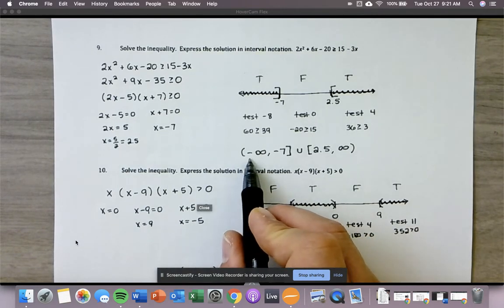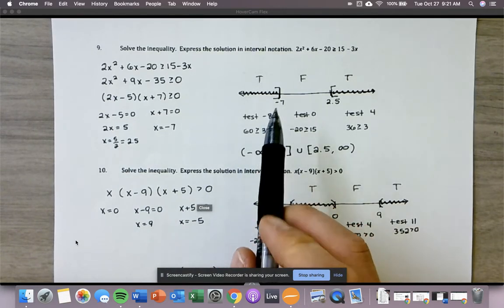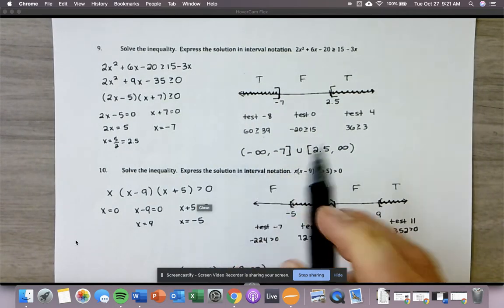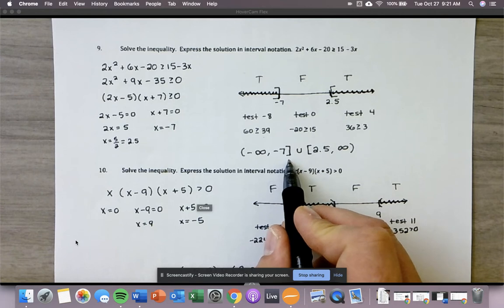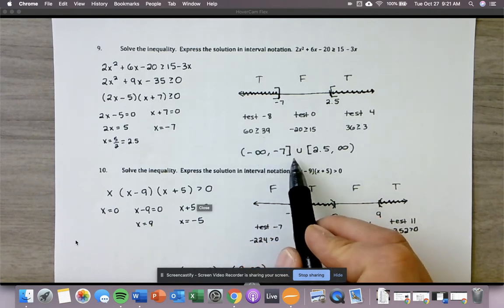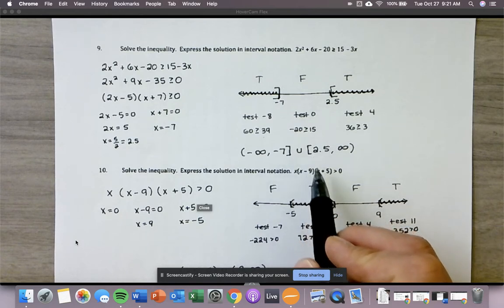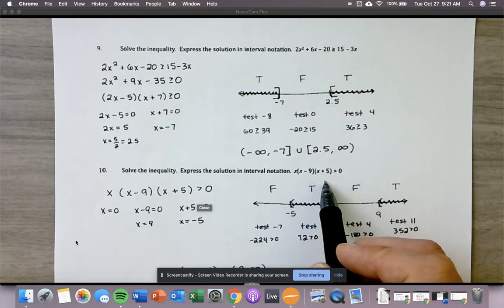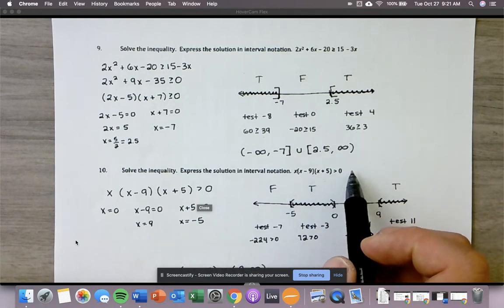So we have negative infinity to negative 7, because remember, it's anything less than negative 7, all the way to negative infinity. And we put a bracket around negative 7 because it's greater than or equal to, right? And that's with this 2.5 to infinity. And again, we have brackets around 2.5 because it's greater than or equal to.